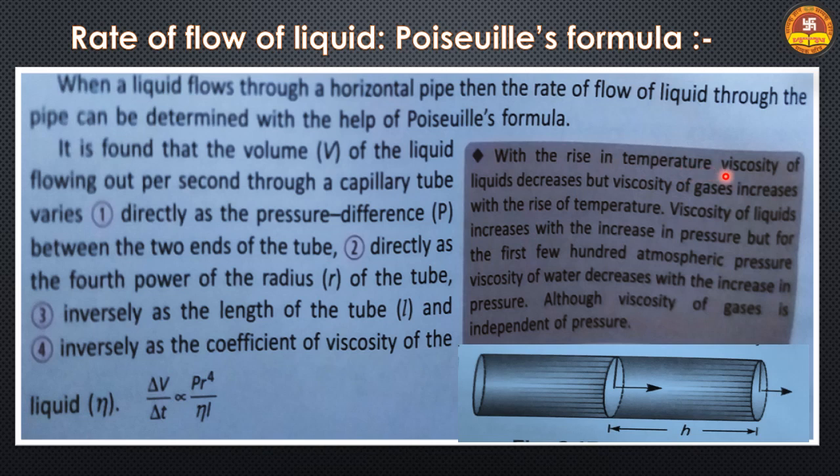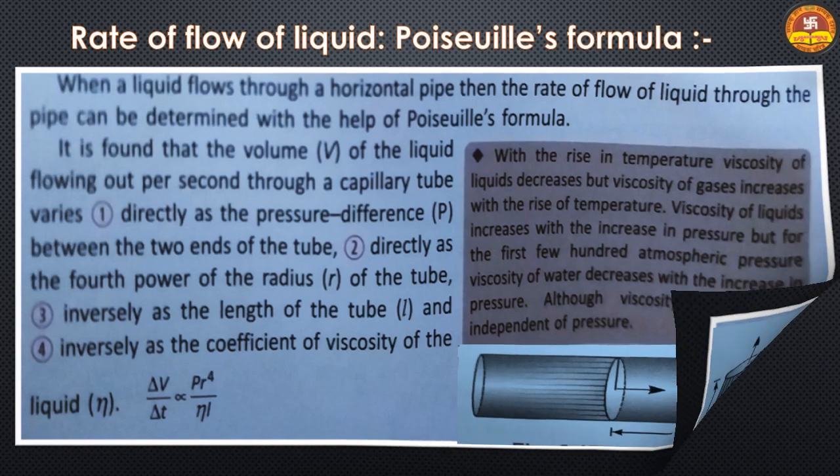With the rise in temperature, viscosity of liquid decreases, remember, but viscosity of gases increases with the rise in temperature. Viscosity of liquids increases with the increase in pressure, but for the first few hundred atmospheric pressure, viscosity of water decreases with the increase in pressure. Although viscosity of gases is independent of pressure. So this is a very important thing to remember. My dear students, please take note of this, and while you study, pay extra attention to this particular part.